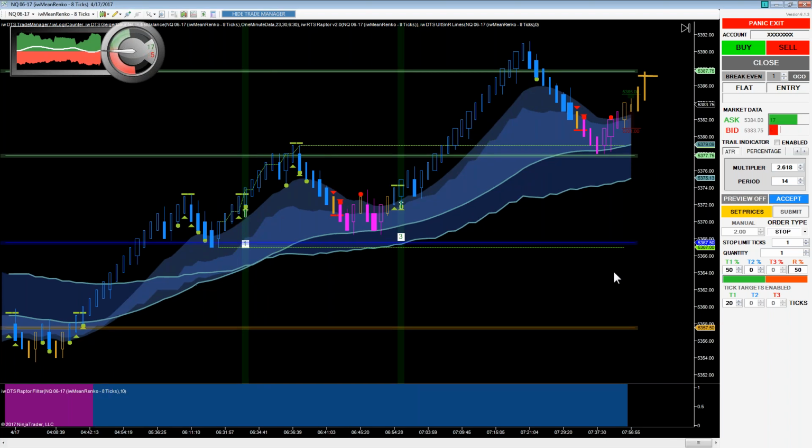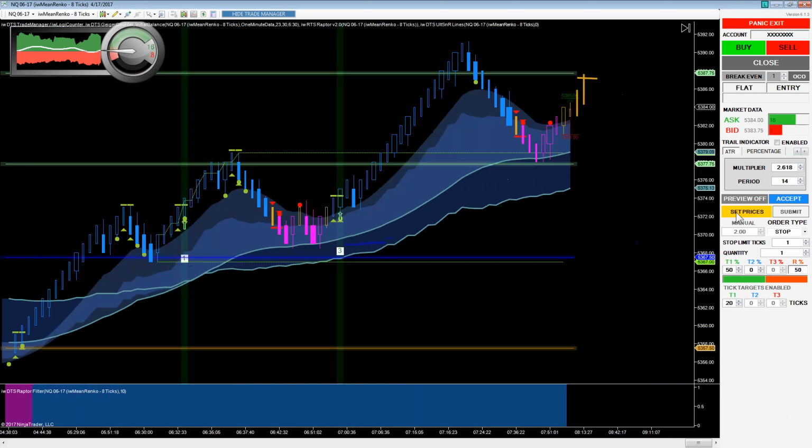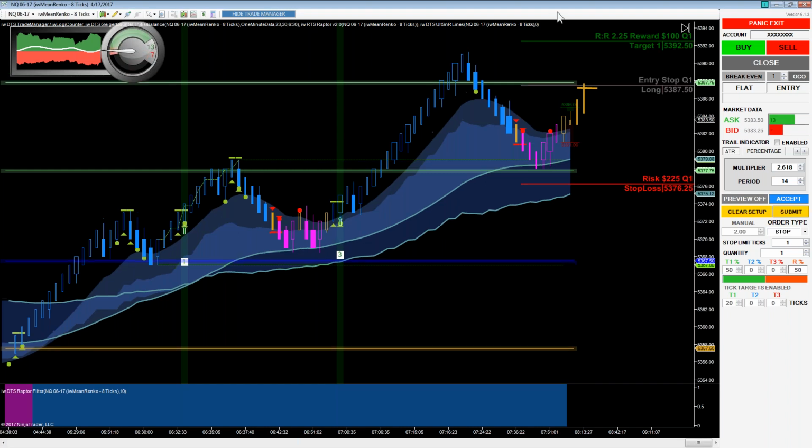Is it a valid buy signal? Absolutely it is. The problem is I start to run into some logistical problems, namely my high is right here. I suppose I could take just a scalping profit. I could take a $50, $60 profit, get out of there.